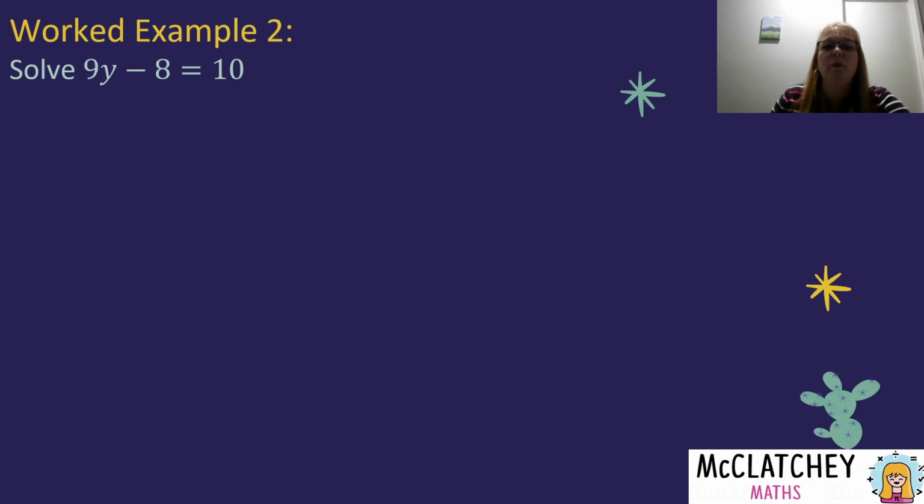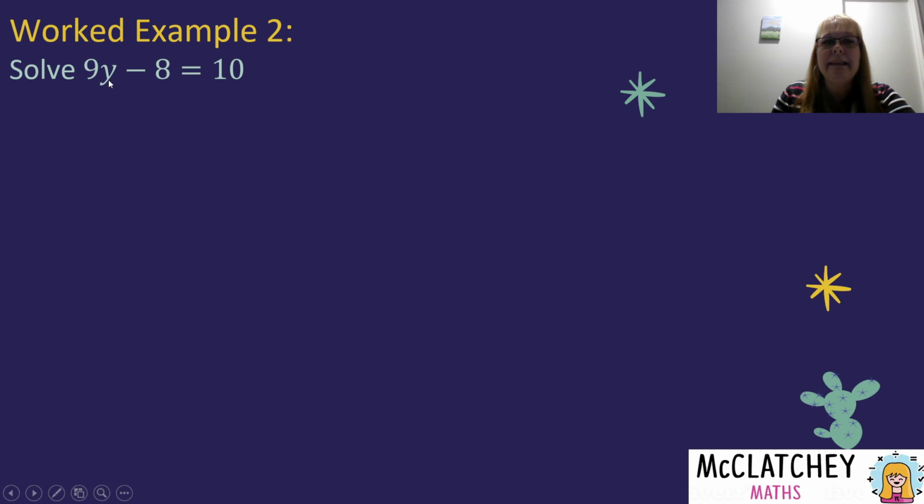Let's look at our second worked example. Once again, it's a good idea to start by inspection. So I've got 9 multiplied by y here, so I've got a multiplication I'm going to need to undo at some point, and I've got a subtraction here, and then I've got the answer here being 10. Now, it's really tempting to start by trying to undo the 9. But if I undo this with a 9, I'm going to have to do an 8 divided by 9 and a 10 divided by 9. That's kind of yucky and messy.